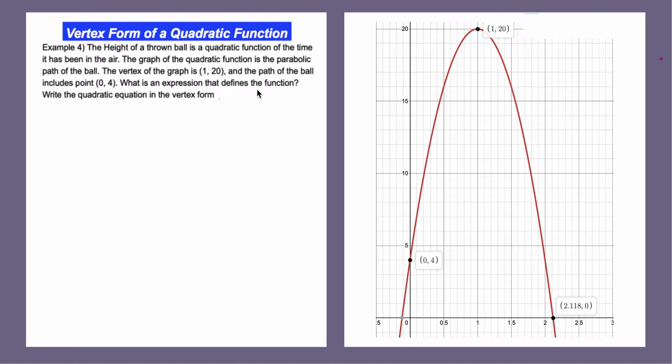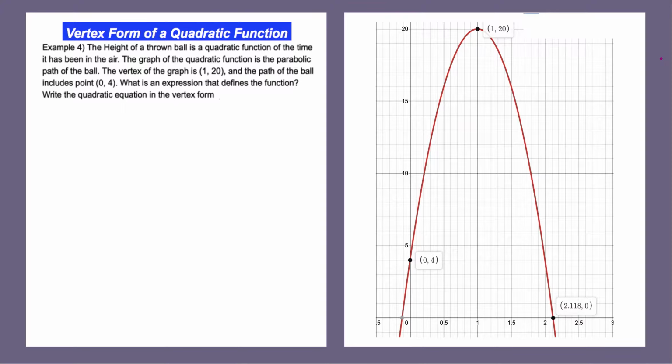Vertex form of a quadratic function. The height of a thrown ball is a quadratic function of the time it has been in the air. The graph of the quadratic function is the parabolic path of the ball. The vertex of the graph is (1, 20), and the path of the ball includes the point (0, 4). What is an expression that defines the function? Write the quadratic equation in vertex form.